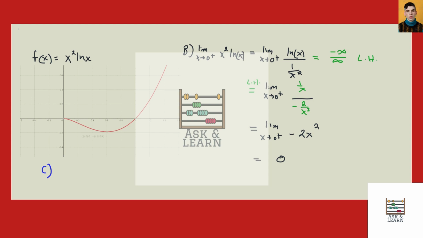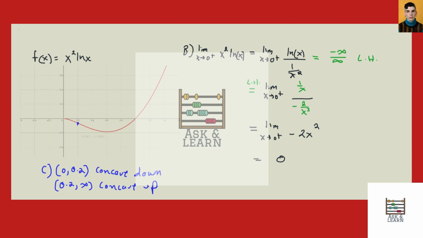We also want to check for change in concavity, and it looks like around 0.2 we have a change in concavity. So from 0 to about 0.2, it looks like the function is concave down. And then from 0.2 to infinity, it's concave up.